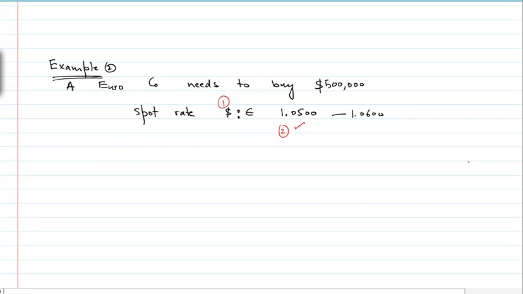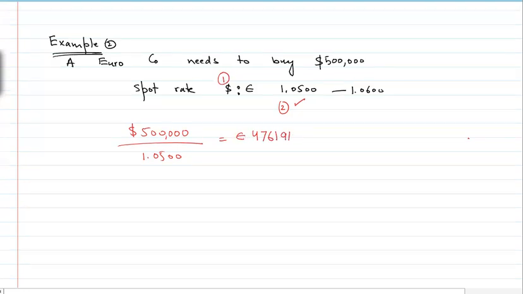Now converting the euros into dollars, we can see that €1 is equal to more than 1 dollars, so it means that we are going to get a smaller amount in euros. We have to divide. And we have to divide it with a smaller rate. And this will give you 476,191 euros. Let's see another one.